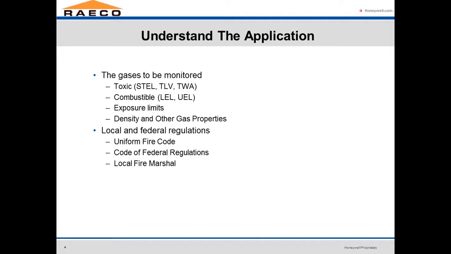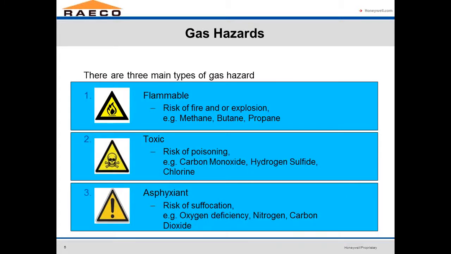Also understand if there are any local and federal regulations. Some towns do have them, some towns don't. Depending on where you are in the country determines what kind of regulations need to be followed. But the Uniform Fire Code and Code of Federal Regulations will give you good guidelines to use. You can also contact your local fire marshal, as your fire marshal will probably be by your facility anyway, providing audits, making sure you have fire extinguishers, those types of things, and they will be looking for gas detection should you have toxic and/or combustible gases on site.